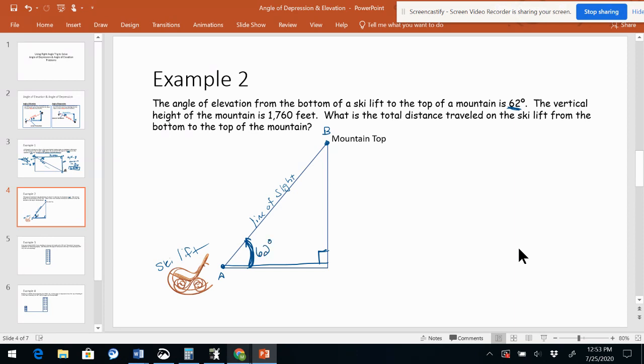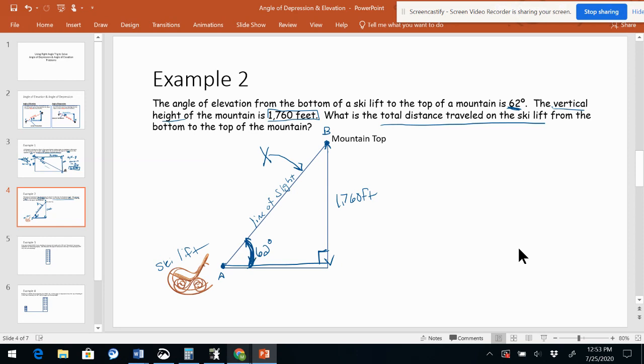The vertical height of the mountain, let's go on to this piece. The vertical height of the mountain is 1,760 feet. So let's go ahead and label that. I know that's going to be this vertical height here of my mountain, 1,760 feet. What is the total distance traveled on the ski lift from the bottom, A, to the top of the mountain, B? So I want this distance here. This is going to be my X value.